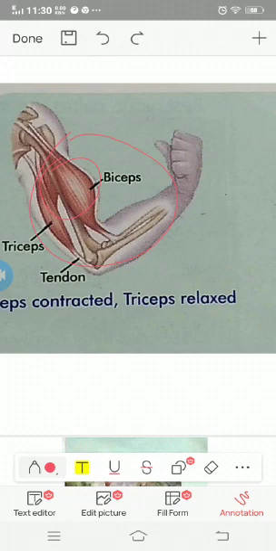The lower arm is pulled and the hand gets lifted. When the triceps contract, they pull the lower arm down, and the hand gains its original position. Thus, the upward and downward movements of the hand are brought about by the contraction and expansion of the biceps and the triceps.